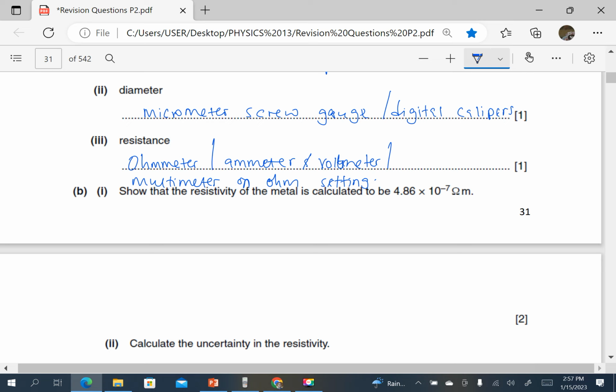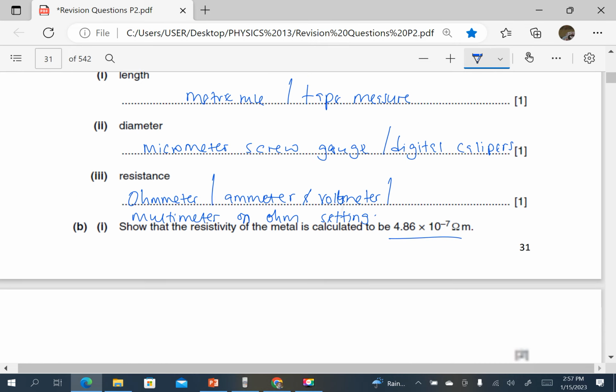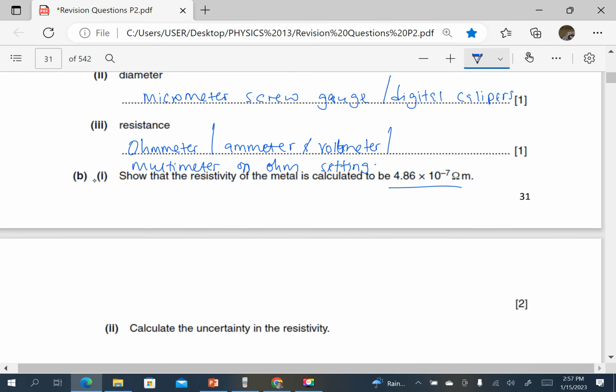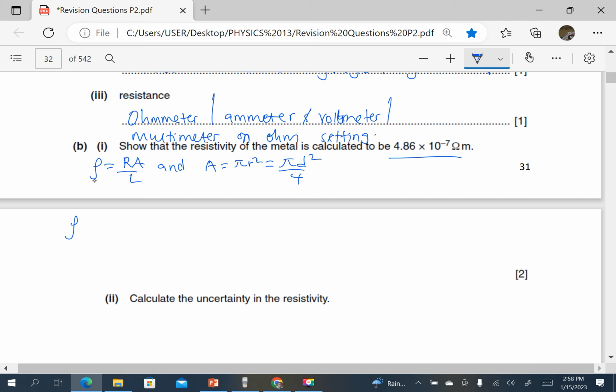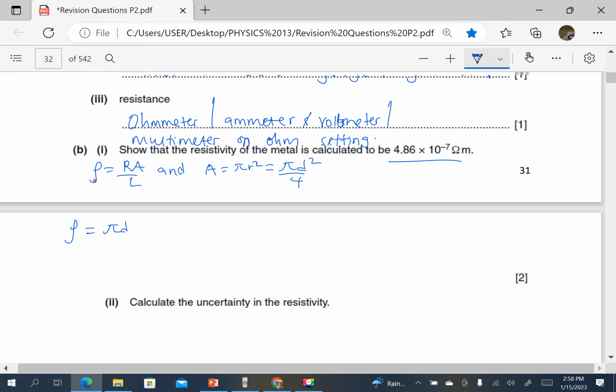Show that the resistivity of a metal is calculated to be 4.86 times 10 power negative 7 ohm meters. So we know what resistivity is. We have already seen the expression. Resistivity can be given by R times A over L. And A is cross-sectional area. Since we have diameter, cross-sectional area, which would be pi r squared, is going to be pi d squared over 4. That is cross-sectional area. So it means resistivity is going to be equal to pi d squared times R divided by 4L.